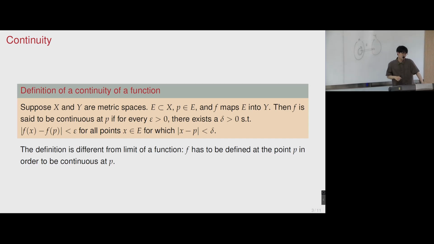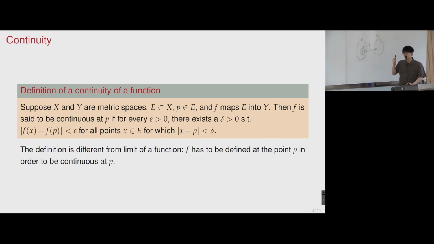Then we say that f is continuous at the point p, which is inside here, if for every epsilon there exists a delta such that, with similar notation to limits, if the distance d(x, p) is smaller than delta, then the distance between f(x) and f(p) is smaller than epsilon. Every point that is close enough to p is going to make sure that the distance of the values is smaller than epsilon. It's similar to the concept of limit.